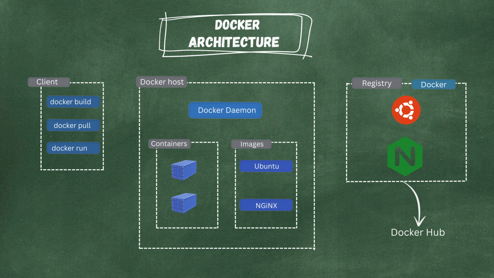Now, let's look at how this architecture works. It operates on the client-server model. You, the user, interact with the Docker client, which communicates with the Docker daemon. So whenever you give commands like docker run to create a container, docker build to create an image, or any other command, what you are doing is communicating with the Docker daemon using the Docker client.